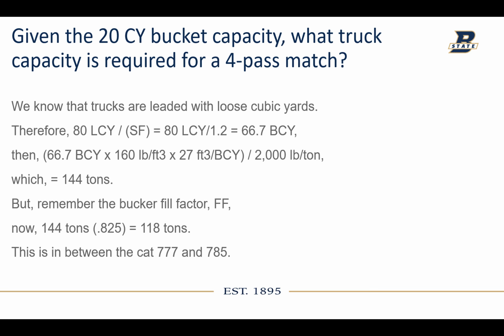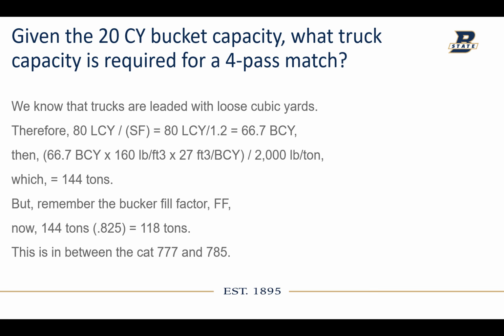So in the middle of that range, 4 or 5 is a good number to be at. Okay, so what we call a pass match, though, says what size truck do you need that is loaded in exactly 4 passes. We know that these trucks are loaded with loose cubic yards, right? So we have 80 loose cubic yards. That's 4 loads from a 20-yard bucket. And we divide that by the swell factor, and that becomes 66.7 bank cubic yards.